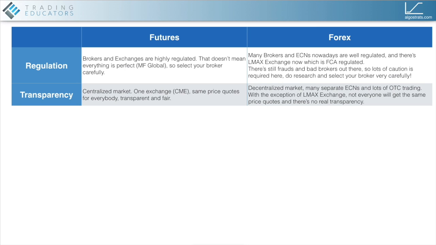Now in Forex it's a decentralized market, which means there are many separate ECNs and lots of over-the-counter trading. One exception is the LMAX exchange, where everyone's going to see the same price quotes because it really is an exchange. So there's real transparency going on there, and everything is as fair as in the futures from my perspective. But in general, when you're trading on an ECN or at a market making broker, things are different here. So in Forex you might get different quotes on different brokers, for example. You have different spreads for sure, you have different liquidity, so you're not trading the same market actually.